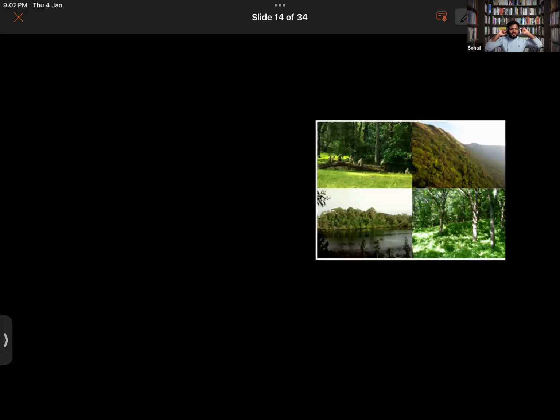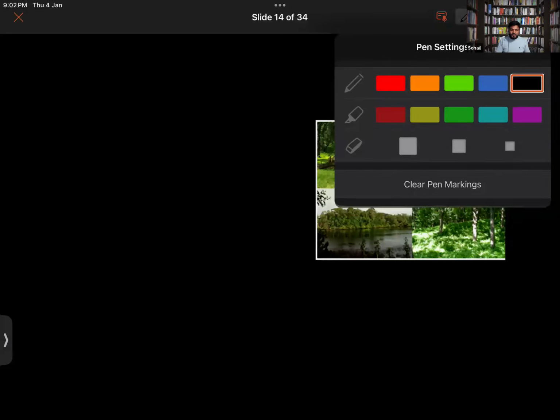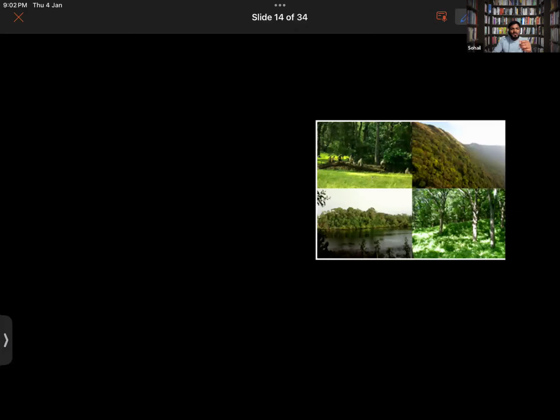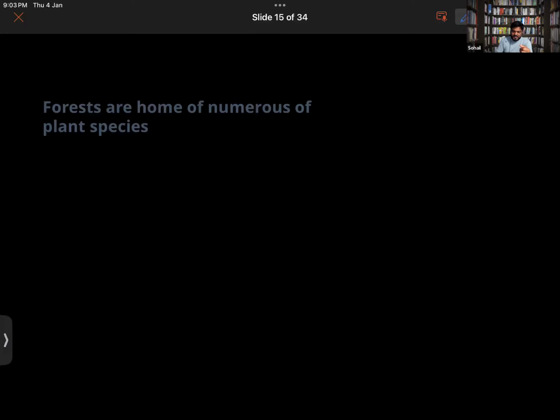So we know that there will be different kinds of forests present on Earth, and the type of forest found in an area will be determined by different factors. For example, the geographical condition of that area and the climatic condition of that area will also determine the type of forest found there, apart from where that area lies on Earth.